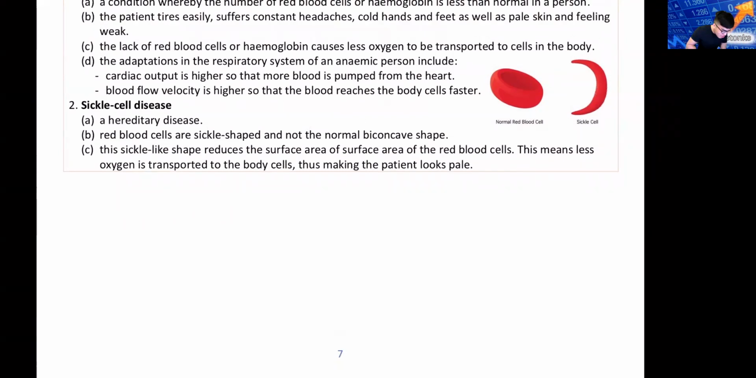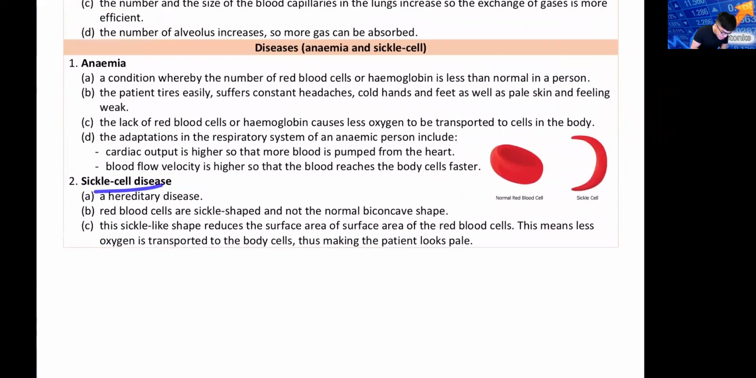Okay, anyway, so next you have sickle cell disease. Okay, what is this? This is also called sickle cell anemia. This is a more serious version of anemia. In BM, it's called anemia sel sabit.